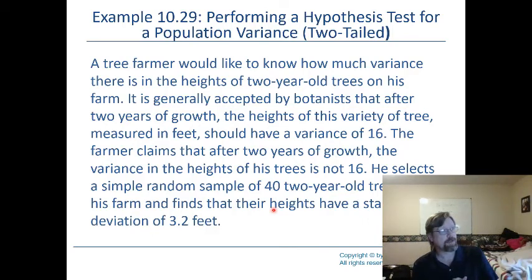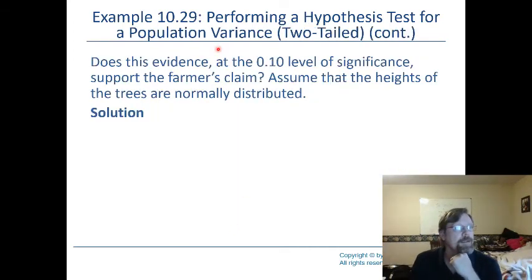Farmer claims that after 2 years of growth, the variance in height of his trees is not 16. He selects a simple random sample of 40 2-year-old trees and finds that their heights have a standard deviation of 3.2 feet. So we're given this in variance and this in standard deviation. It's important to note that. Is there enough evidence at the 0.1 significance level to support the farmer's claim? Just note for myself, this is 0.1, not 0.01. Make sure I've got that in. Assume that the heights of the trees are normally distributed.